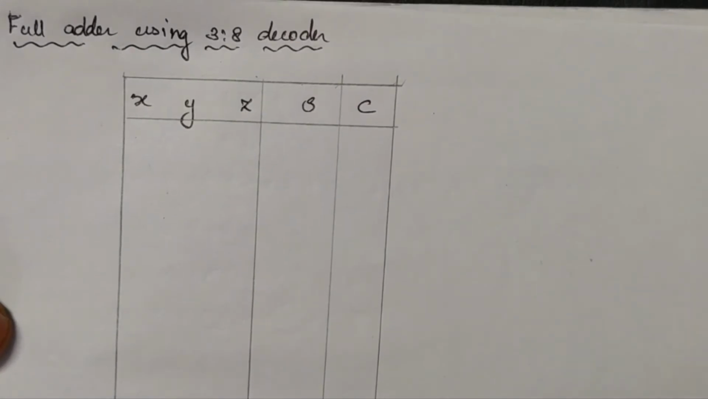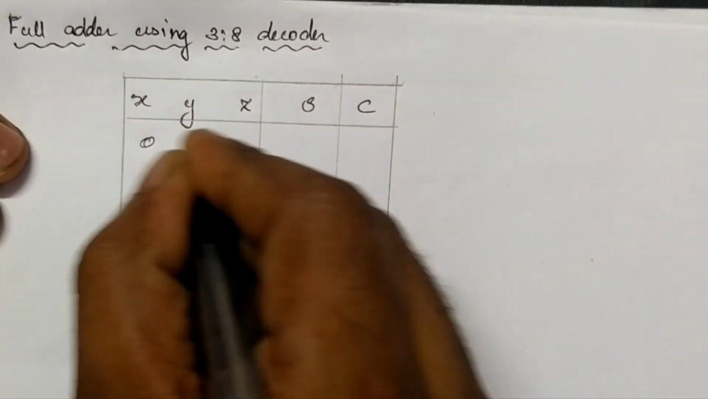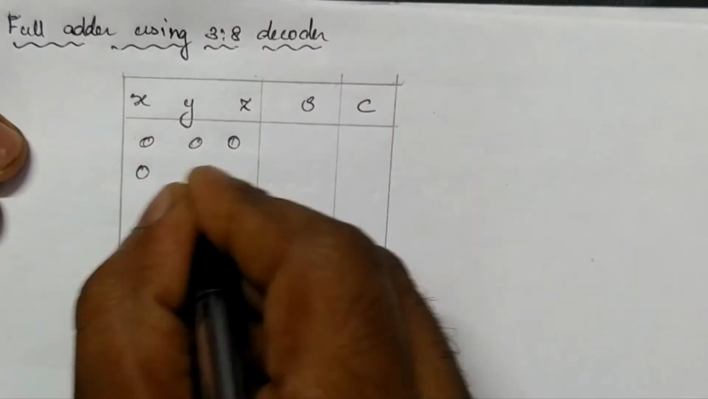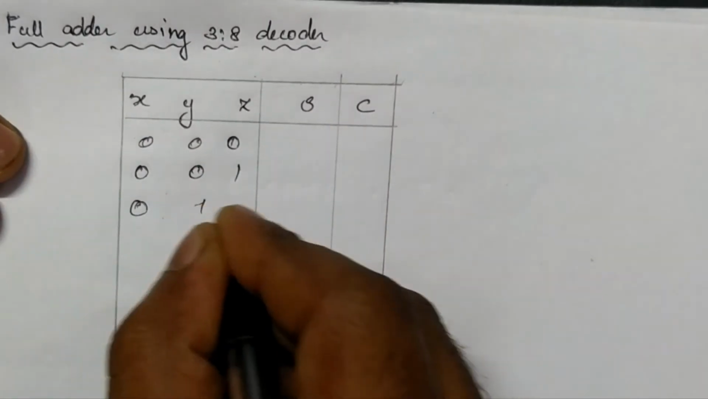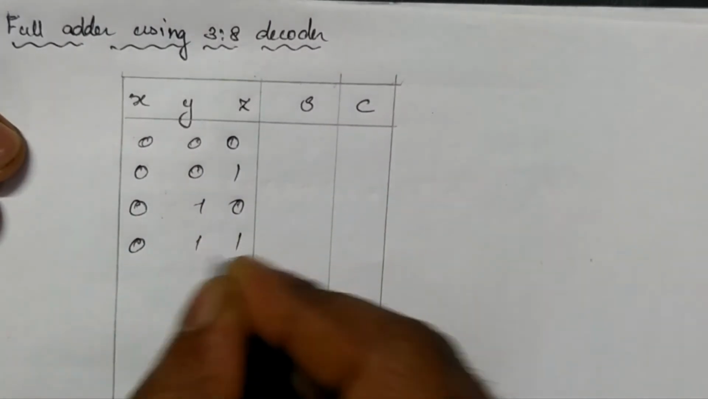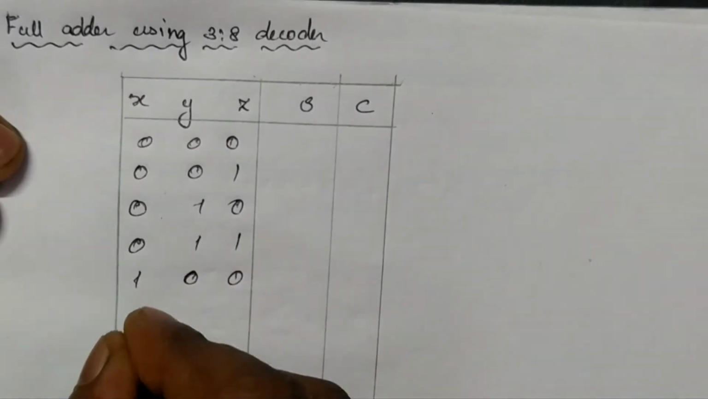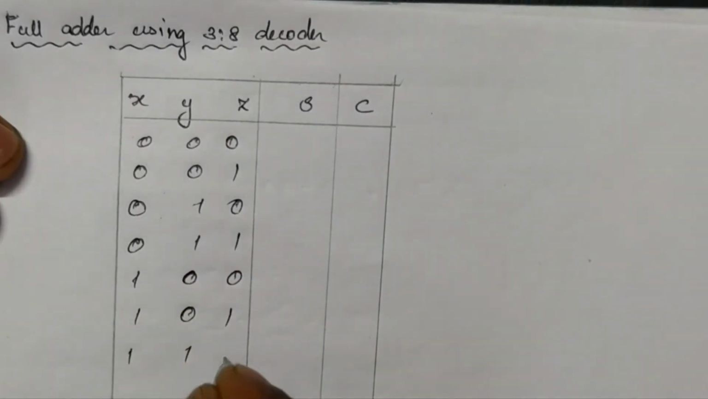Here all the possible input combinations are 0 0 0, 0 0 1, 0 1 0, 0 1 1, 1 0 0, 1 0 1, 1 1 0, 1 1 1.